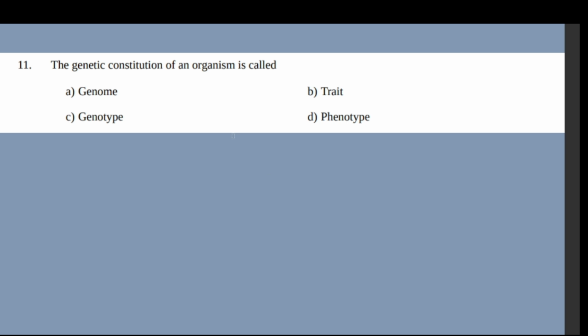The genetic composition of an organism is called what? It is from the chapter on genetics. So the answer will be genotype.